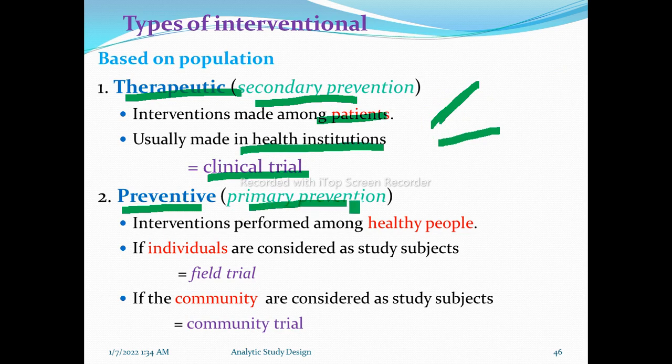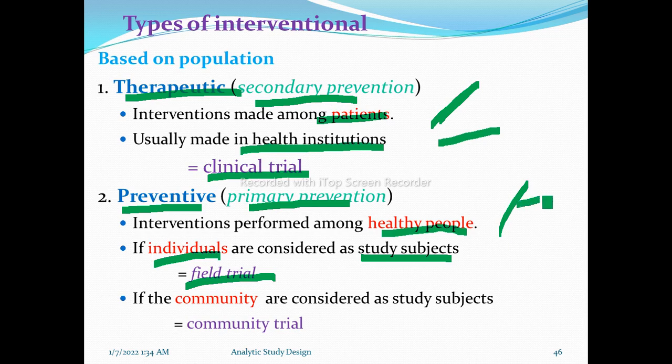Preventive is about primary prevention. These interventions are performed among healthy people. The study groups are healthy people, with individuals considered as study subjects. This is the field trial. An example is the vaccine trial. For the effectiveness of vaccination, we will try it among healthy people. We will select healthy individuals who are taking the vaccine and healthy individuals who are not taking the vaccine, and we will follow for the effectiveness of that vaccine.